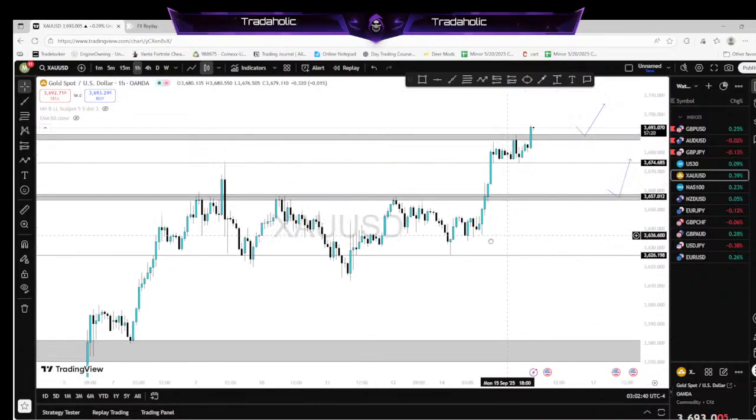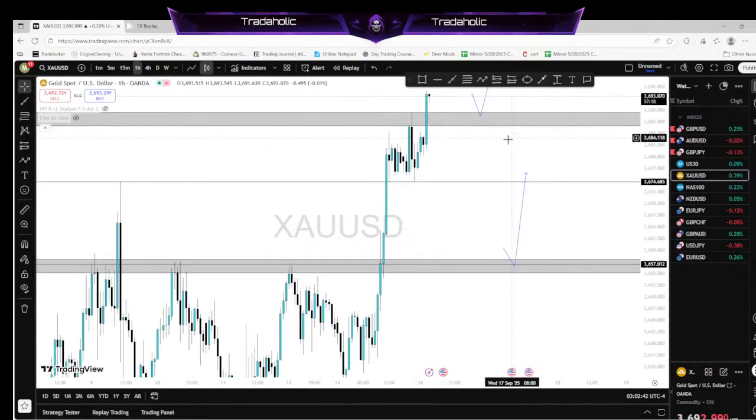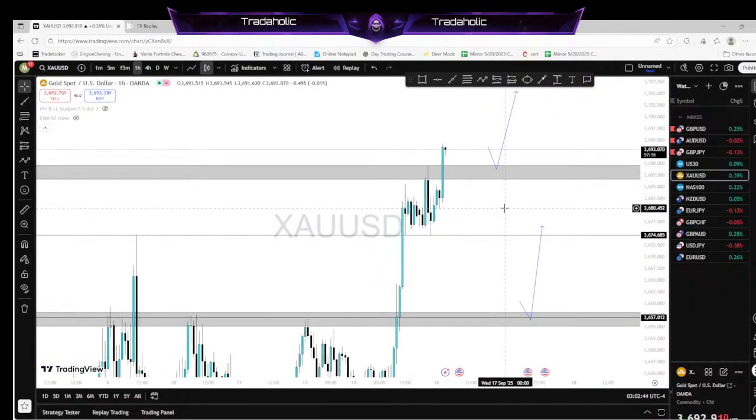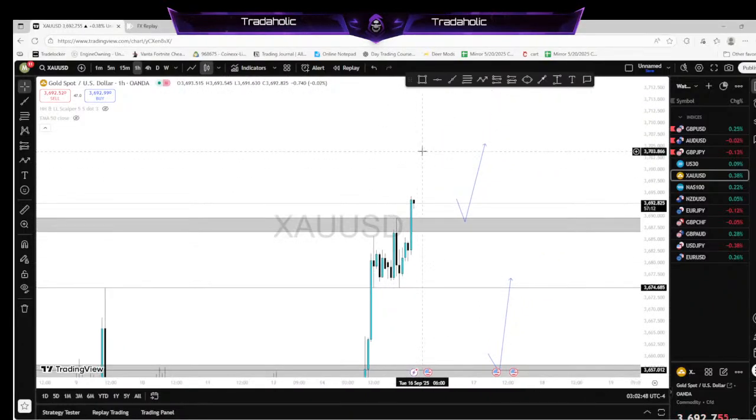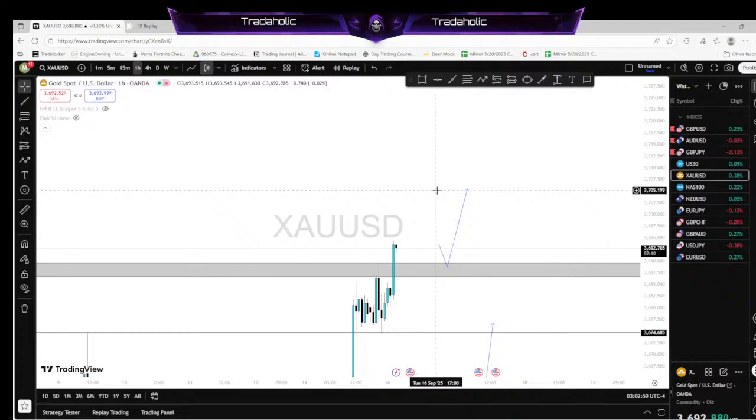Keep it at 100. Whenever I get up 1-to-1, I'll just take partials off or close in full, because there is no price action to even base my decision off of. There's nothing looking to the left. But I do like these buys.